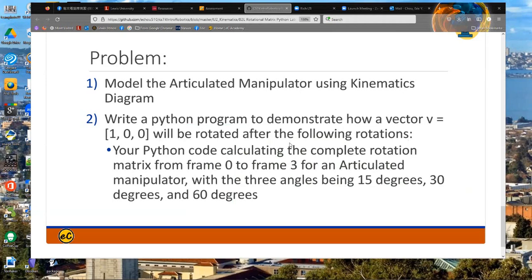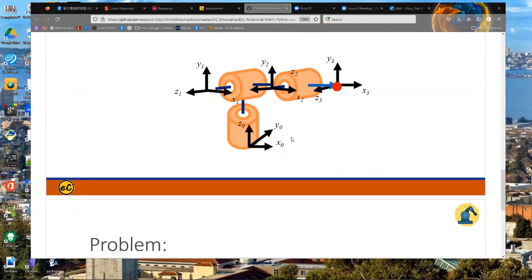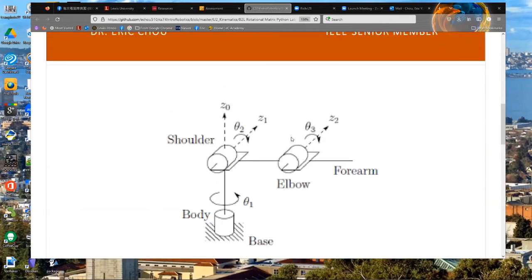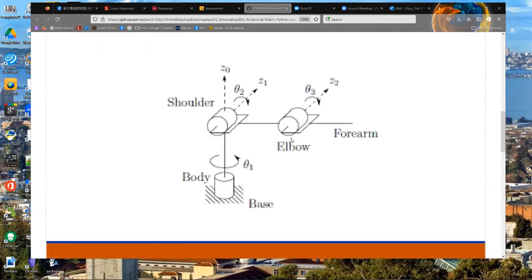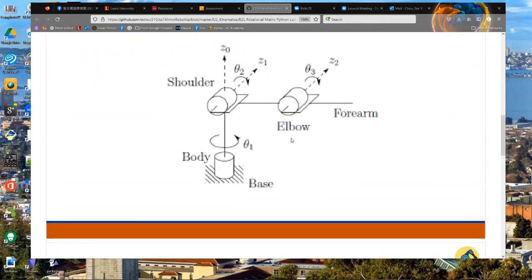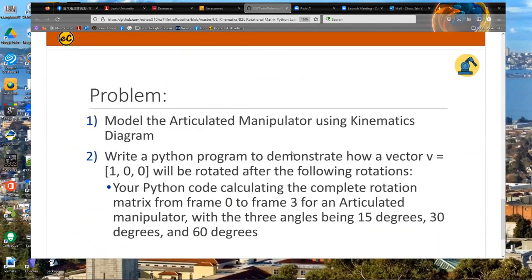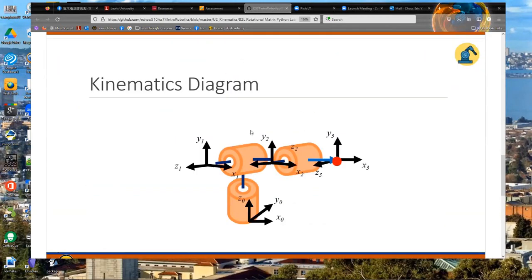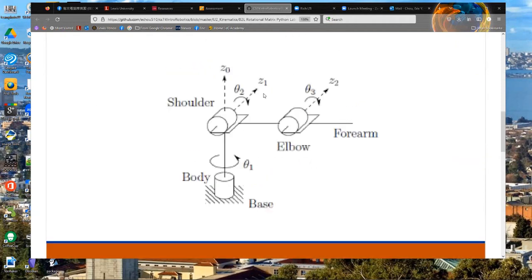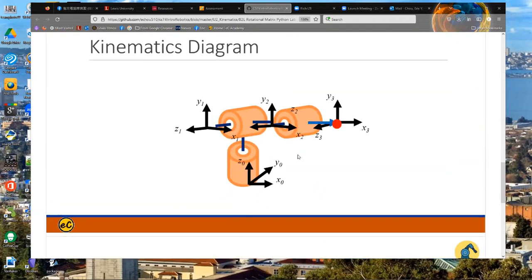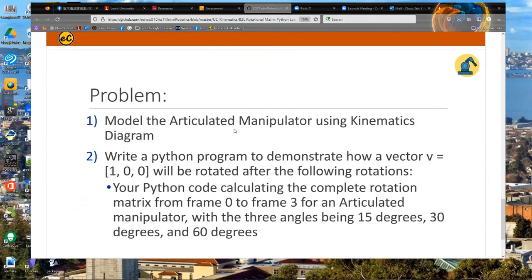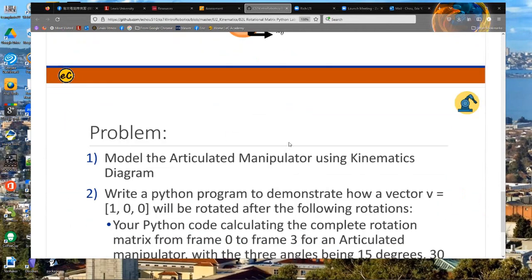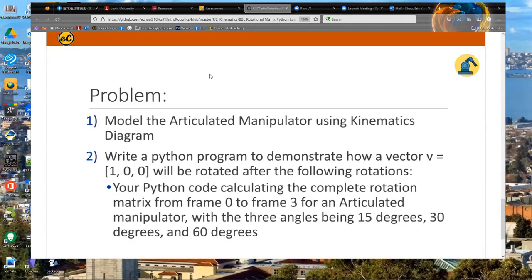For the kinematic diagram, first you need to model the articulated manipulator with a 3D diagram. So first, you need to make sure this is an articulated manipulator. We do draw it here, but what's missing? There's no theta. You need to put theta on. Theta is described here, but not here. You need to assign theta and make it complete. We do give you some hint, but that doesn't mean it is complete.